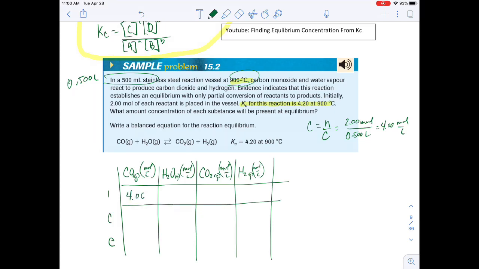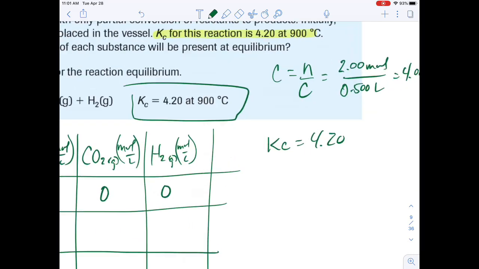So I'll put that into my table now, and my other chemicals, the products, are not actually present at the beginning. It asks what amount concentration, in mole per liter, of each substance will be present at equilibrium. It tells us that the Kc for this reaction is 4.200 at 900 degrees Celsius. So right now, I don't have any equilibrium concentrations, so I can't fill in the table. But they did tell me that the Kc is 4.20.